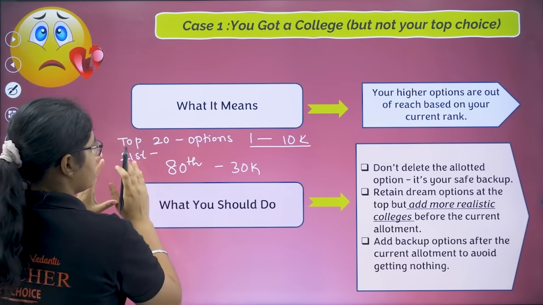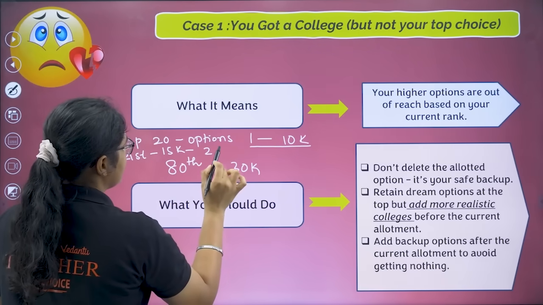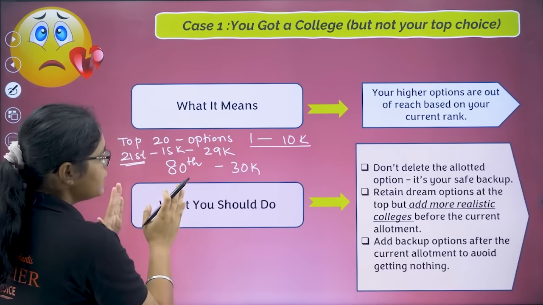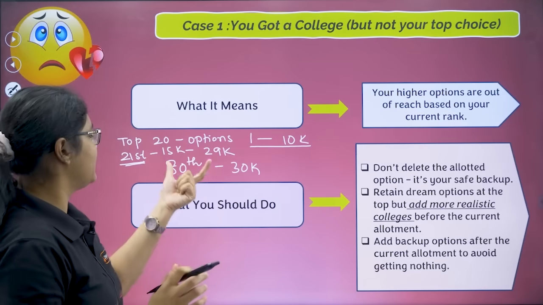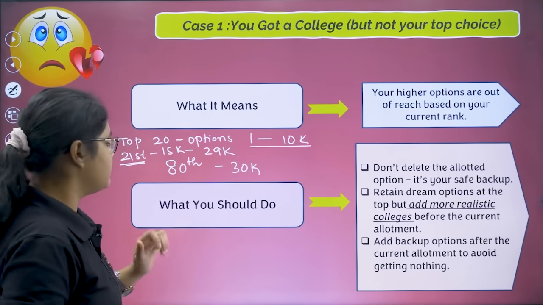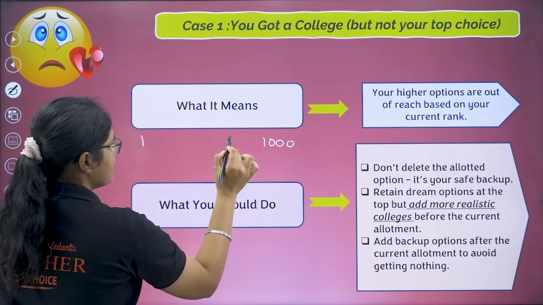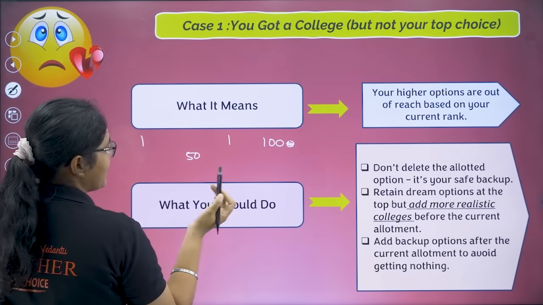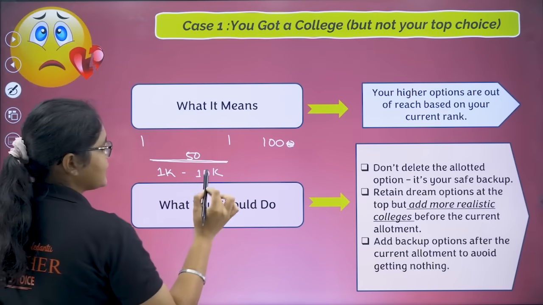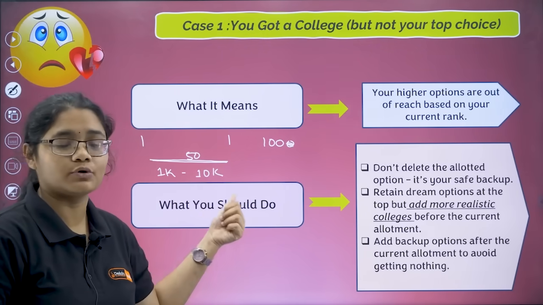Or I can say it like this: your first 20 become 1 to 10k, and from the 21st college you should add from 15k to 29k. So here you should be adding more options. From the 21st college to the 80th college, the list should expand across these ranks, where you add more realistic options for yourself. Suppose you have 1 to 100 options, and you added the first 50 options from 1k to 10k. These 50 options are actually getting wasted, because you won't get a seat in those colleges at any cost, since your rank is too low compared to the cutoff.